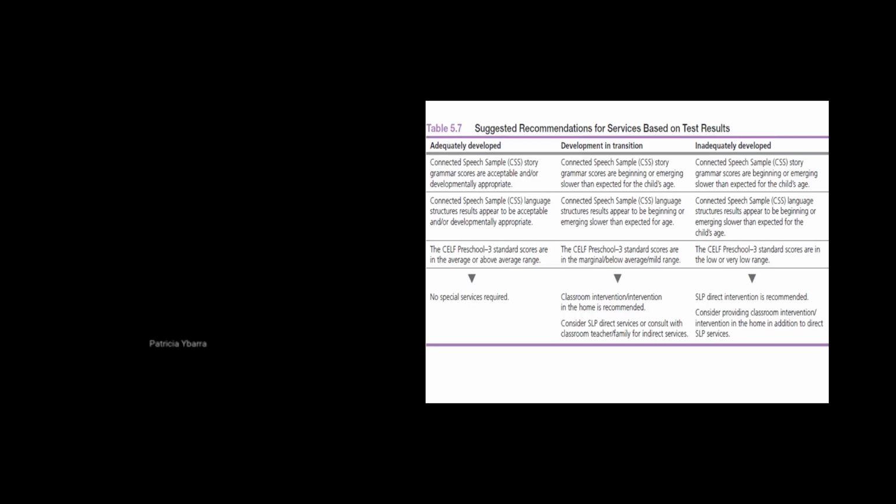And I just wanted to include at the end of this case study another table that you can find in the manual for suggested recommendations for services based on test results. Again, test results may or may not line up perfectly each time, but there are different types of services that you can recommend based on how results are presented and based on all of the evidence that you've collected with your assessment. Okay.